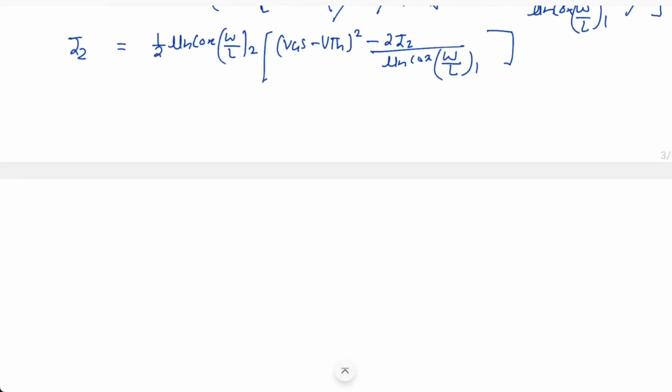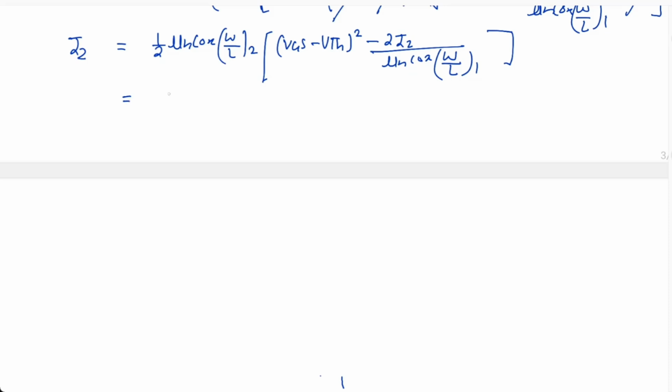Now let's take I2 to one side. So this is I2, so this one 1 plus... this will come out. Okay, let's simplify one more term.